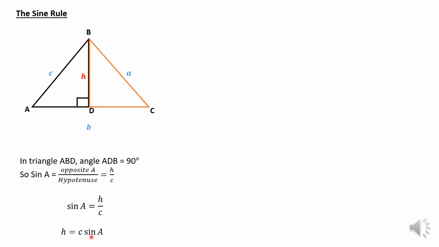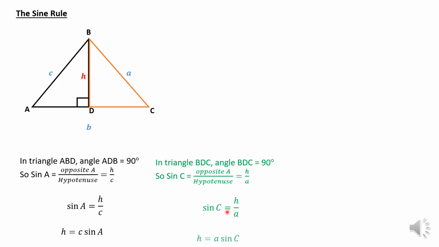So let me just expand that particular triangle, and I bring in triangle BDC, and also angle BDC here is 90 degrees. When you are finding the sine of C, the opposite, which is h over A, and you make h the subject of the formula, you realize that the height is equal to A times the sine C. So there are two ways you can find the height from this particular triangle ABC.